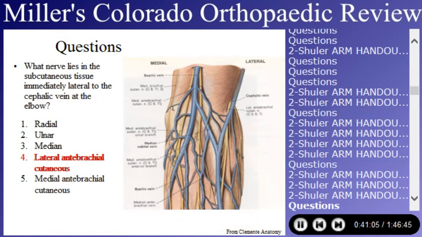What nerve lies in subcutaneous tissue immediately lateral to the cephalic vein? We just covered it on the diagram. Lateral antebrachial cutaneous nerve.